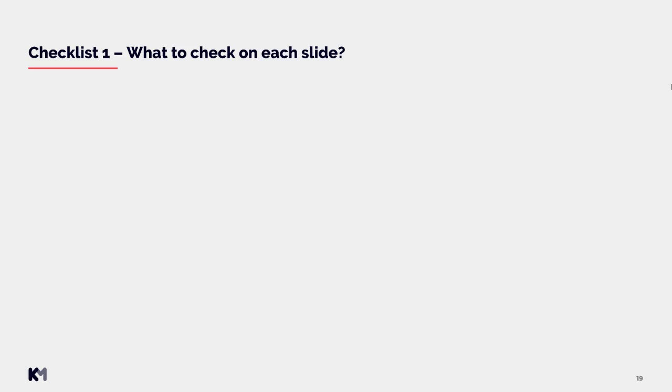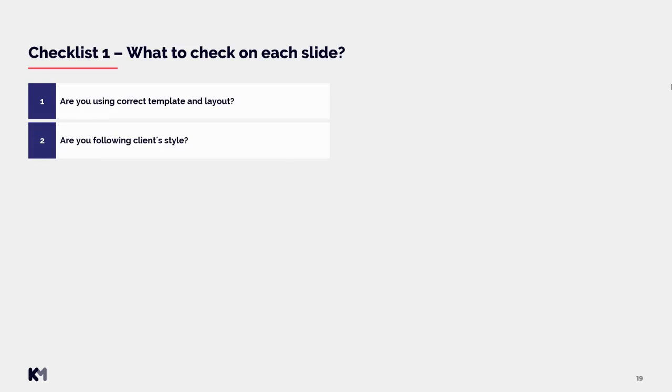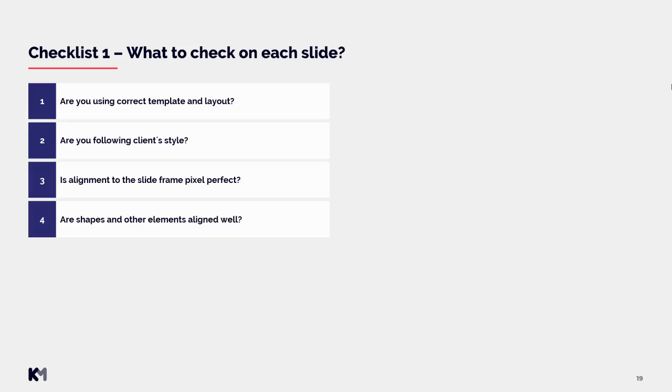Lastly, we will provide you with 2 checklists. The first checklist will contain what to check on each separate slide. These are the questions you should ask yourself when you are final checking the slides. Question number 1. Are you using the correct template and layout? 2. Are you following client style? 3. Is alignment to the slide frame pixel perfect? 4. Are shapes and other elements aligned well? 5. Is there equal spacing between all shapes? We mean horizontal and vertical.